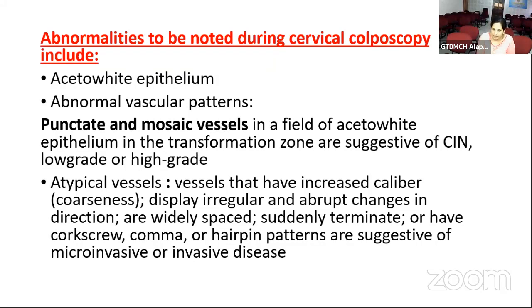The atypical vessels may appear with increased caliber, increased distance between vessels, and display irregular and abrupt changes in direction. They are widely spaced, suddenly terminate, or have a corkscrew, comma shape, or hairpin patterns. These all are suggestive of microinvasive or invasive disease.